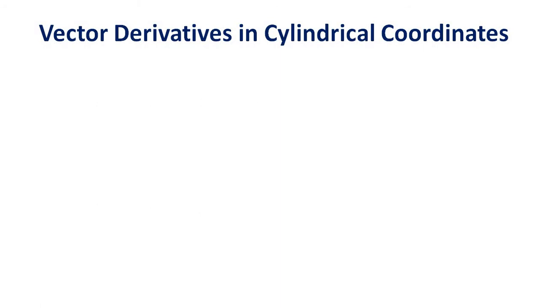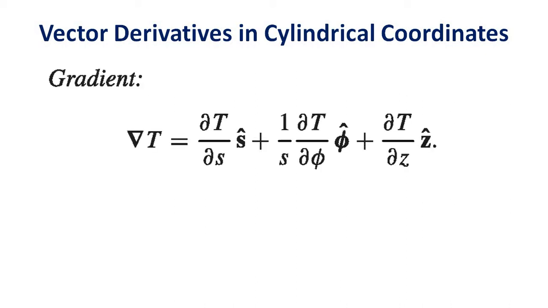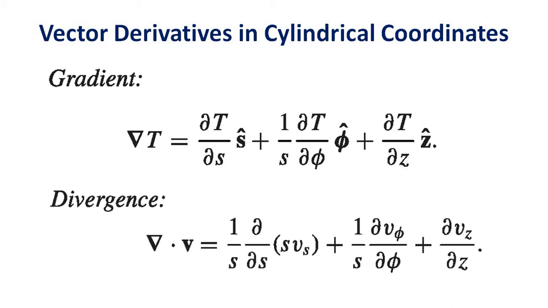Vector derivatives in cylindrical coordinates can be discussed as follows. The first case, the gradient. Gradient t in cylindrical coordinates is given by dot t by dot s s cap plus 1 by s dot t by dot phi phi cap plus dot t by dot z z cap. Divergence, del dot v equal to 1 by s dot by dot s of s vs plus 1 by s dot v phi by dot phi plus dot vz by dot z.